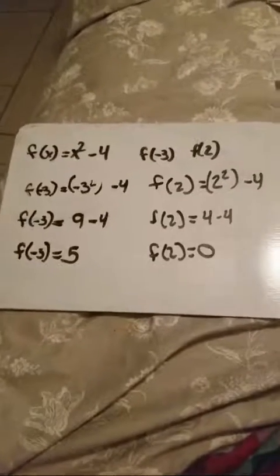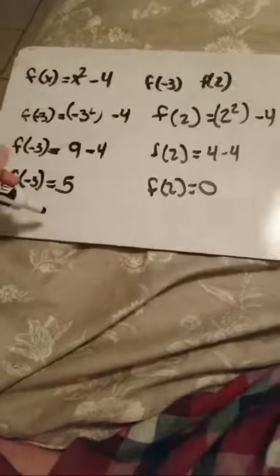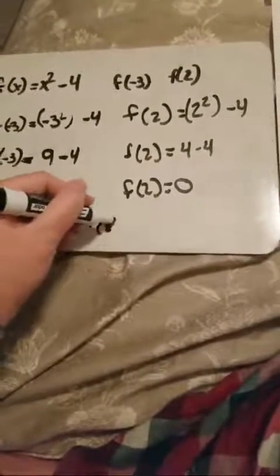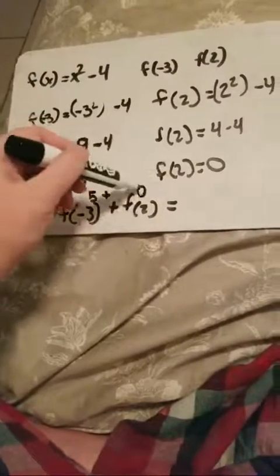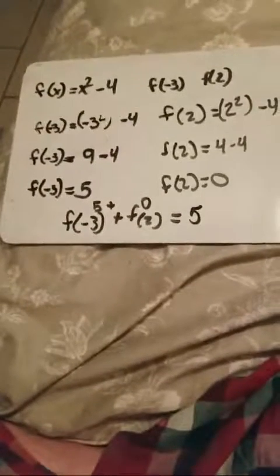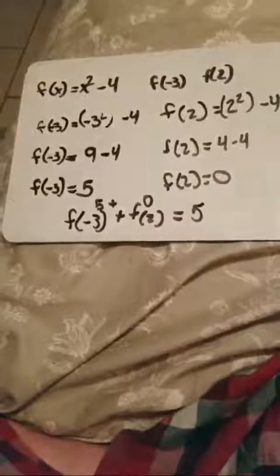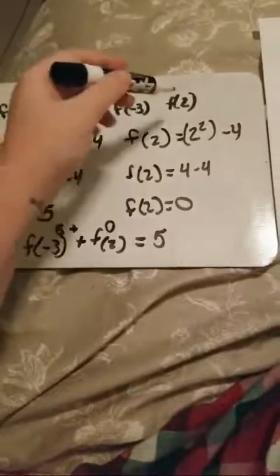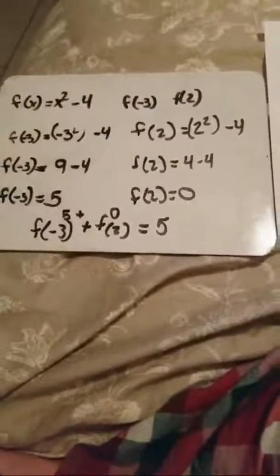Now, on the test, hint, hint, wink, wink, nudge, nudge, you might see, let's say we changed this and I asked you f of -3 plus f of 2 equals. Well, all that's asking is if I plug in -3, what value am I going to get out? 5. Plus if I plug in 2, what value am I going to get out? 0. It's essentially a different way of saying 5 plus 0, and the answer is 5. No, it's f of 2 equals 0.